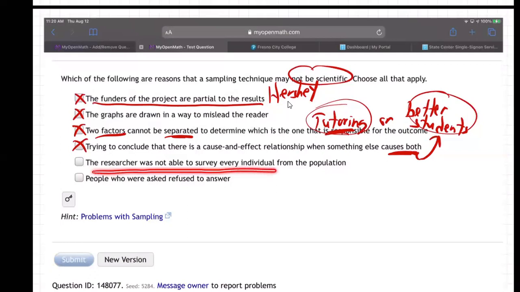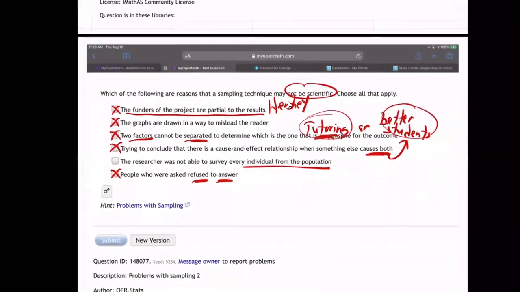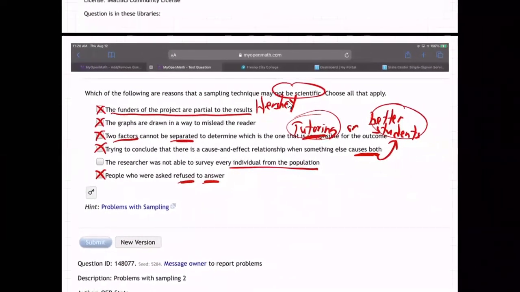The researcher was not able to survey every individual. No, you don't have to ask every individual. Like if they want to figure out what's going to happen in the California recall election, they don't have to ask every single person in the state. They just have to do a good sample. And then lastly, the people who were asked refused to answer. Yeah, if there's a lot of people who refuse to answer, that's a problem. That can wreck the study because they do have an opinion and they're not sharing it with you. So you're not getting the real information. So those are all problems on that one.